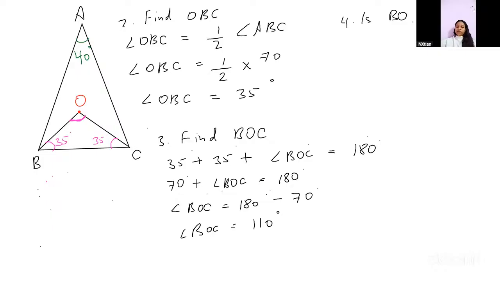Yes, ma'am, because the triangle BOC is an isosceles triangle. Since angle OBC is equal to angle OCB, that means BO is equal to CO. The line segments BO is equal to CO. Yes, that is correct. It is an isosceles triangle because OBC is equal to OCB.